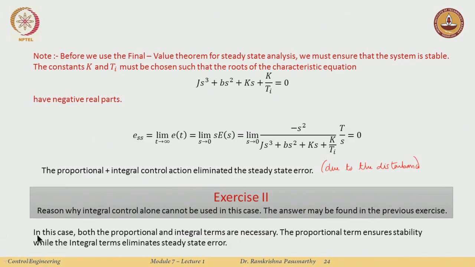So, to conclude, what we can say is that to eliminate the effect of disturbance, we need both the proportional and the integral terms. The proportional term was not enough as we saw earlier, adding an integral term alone gives us problems which we found in the previous exercise. So, the proportional term here ensures the stability, while the integral term eliminates the steady state error, right, that we could compute from here.